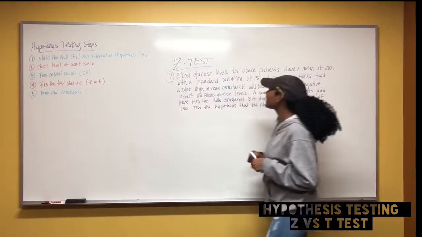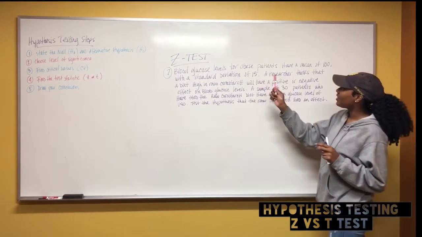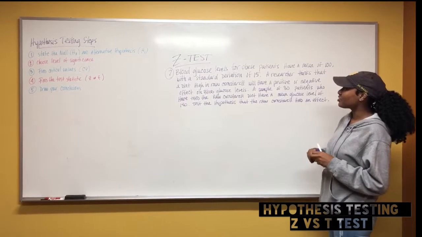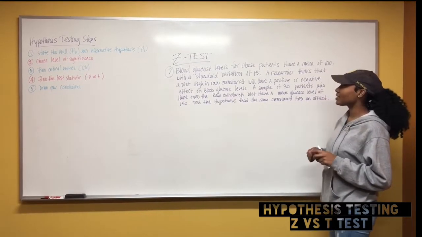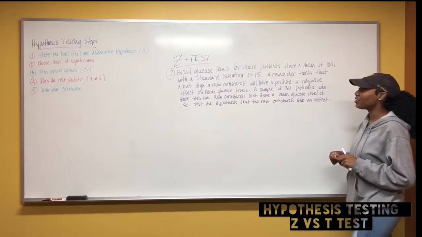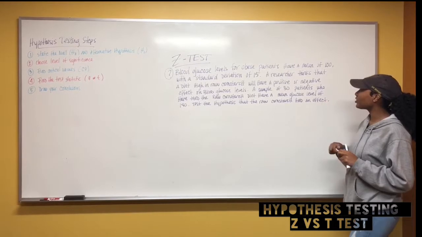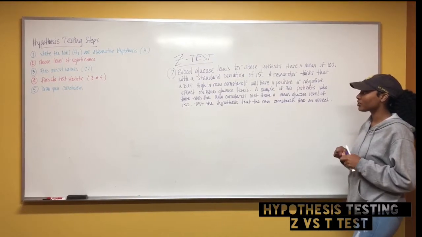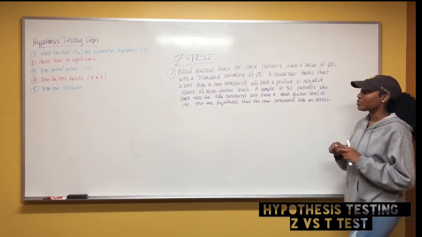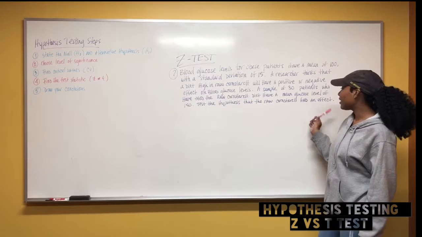With my example for a Z test, I'll read it out loud. Blood glucose levels for obese patients have a mean of 100 with a standard deviation of 15. A researcher thinks that a diet high in raw cornstarch will have a positive or negative effect on blood glucose levels. A sample of 30 patients who have tried the raw cornstarch diet have a mean glucose level of 140. So they're asking us to test the hypothesis that the raw cornstarch had an effect.